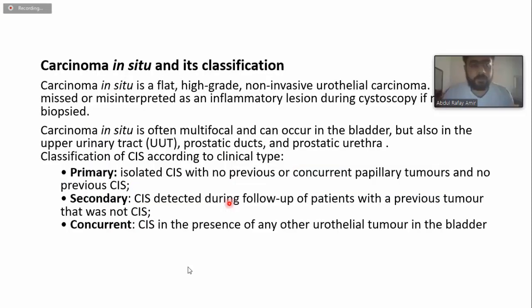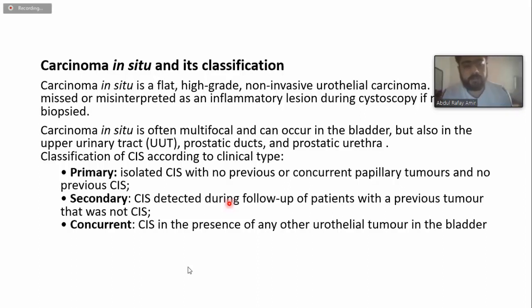Now on to carcinoma in situ. These are flat, high-grade, non-invasive urothelial carcinomas. They also mimic inflammatory lesions when seen on cystoscopic examination. Carcinoma in situ is often multifocal and occurs in the bladder as well as in the upper urinary tract, prostatic duct and prostatic urethra. We also classify CIS according to the following types.